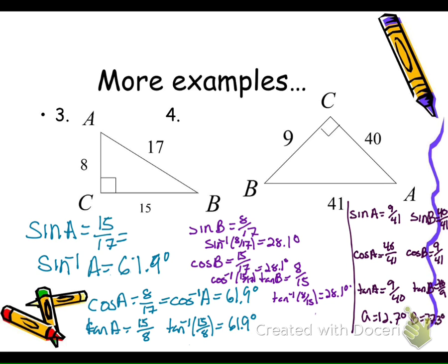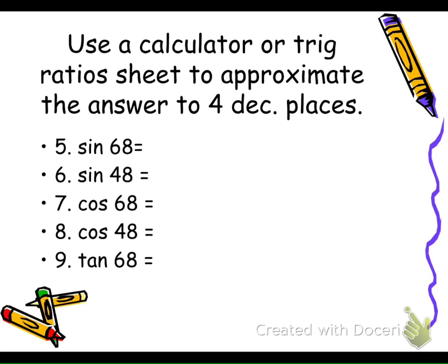So tangent B is that 40 over 9. Okay, there's no inverse, just sine of 68. What did you guys get? 0.92. It's 4 decimal places. 0.9272. Thank you.